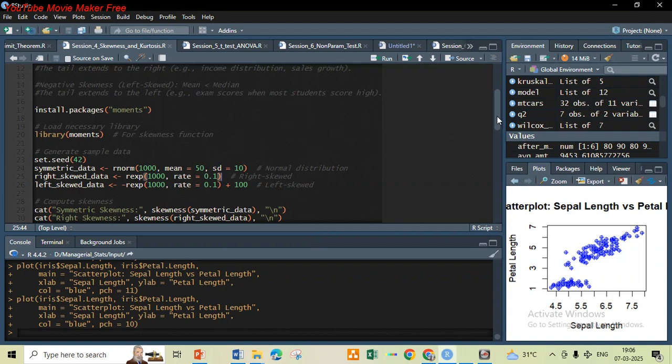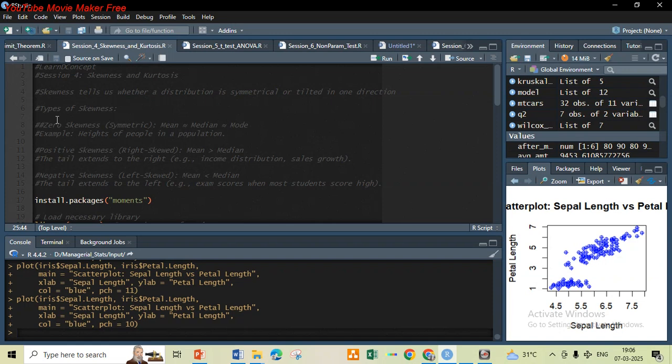So what is skewness? Skewness is basically a concept or a metric that tells us whether the distribution is symmetrical or tilted in a certain direction. For example, if you recall what a normal distribution is, it is a bell-shaped curve which is symmetrical around the center. There is a symmetry between the left hand side and the right hand side of a normal distribution. There are equal numbers of observations on both sides.